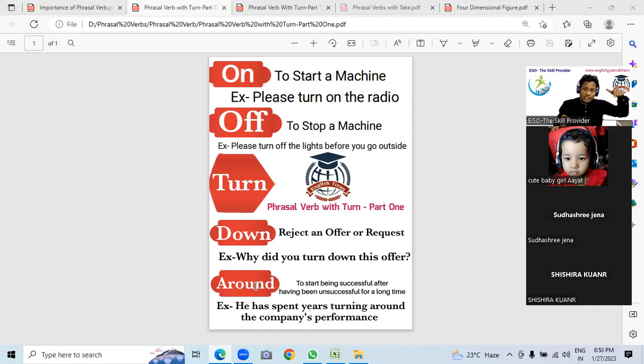Turn around means it is unsuccessful right now. You have to make it a successful venture. Right now it is making a loss. You are supposed to make a profit. Make a loss, make a profit. Collocation. You are supposed to use it like this.